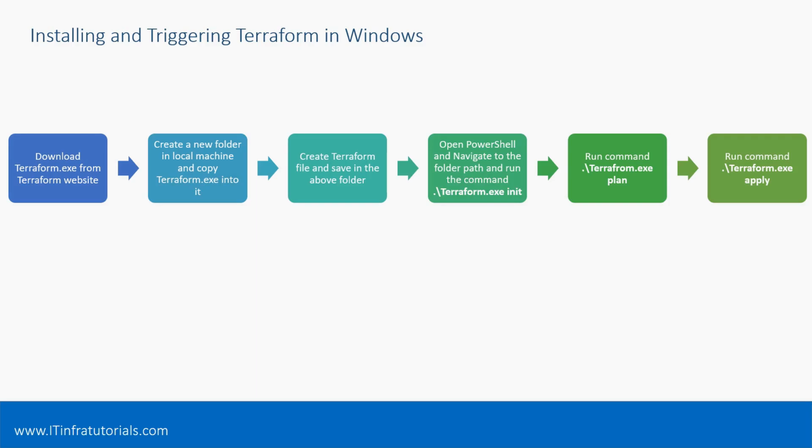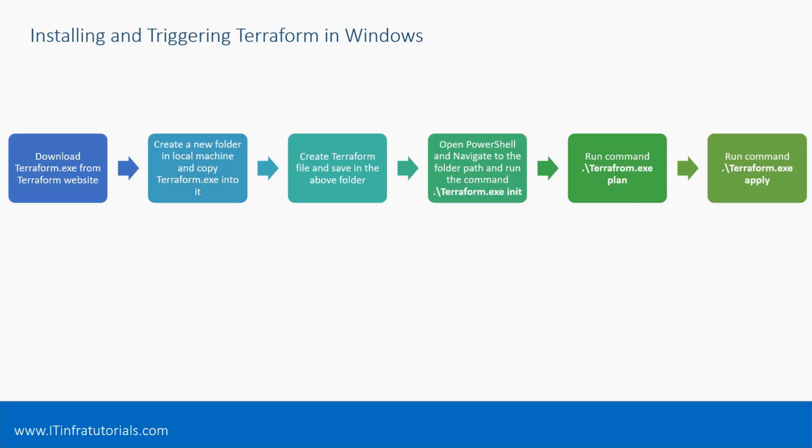Next, if you want to run that configuration file against your Azure account, you first have to do a plan. That checks whether what you have written as infrastructure as code is right or wrong. Just type terraform.exe plan, and it will show you whether your code is right or wrong. The next step is to run your Terraform configuration file, with terraform.exe apply.